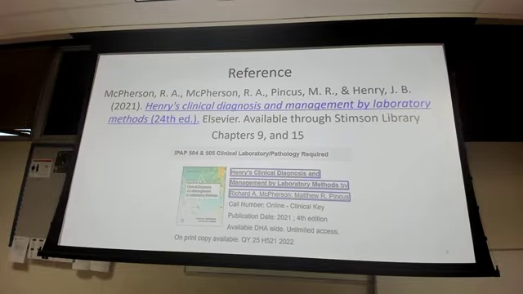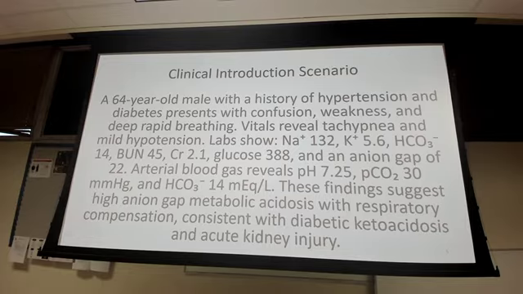And this comes from your reference, chapters 9 and 15. So here's our clinical scenario. This is a long scenario, but some of those questions are presented like this on your test, okay?